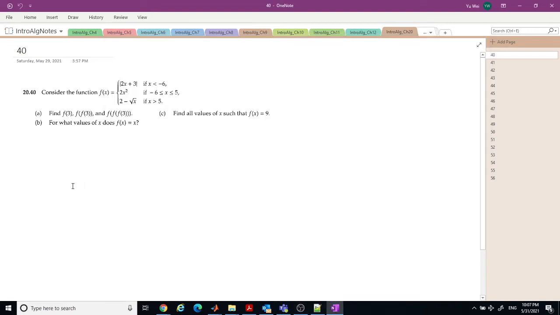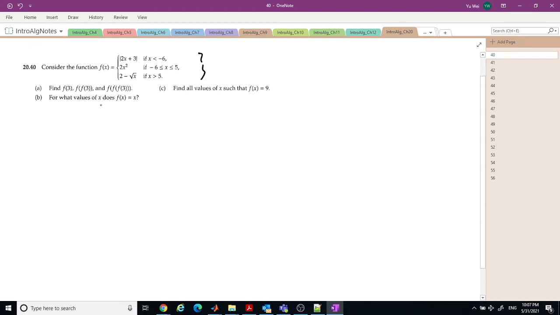Okay, so let's move on to the challenge problem of chapter 20. The first one has a function defined by segments. Let's first look at parts A, B, C. I want to take some extra time to draw the function f(x) in different sections.